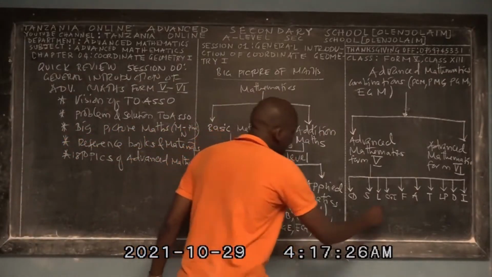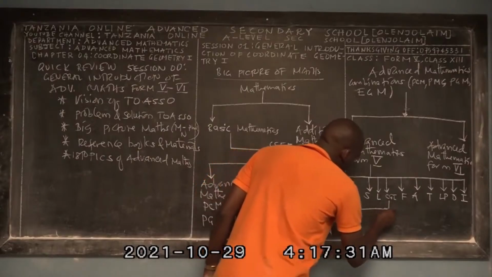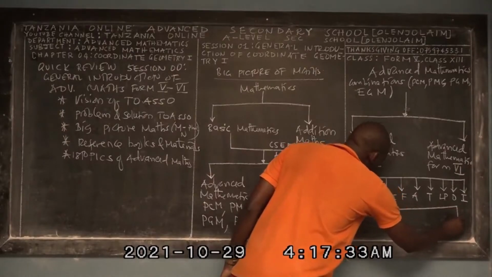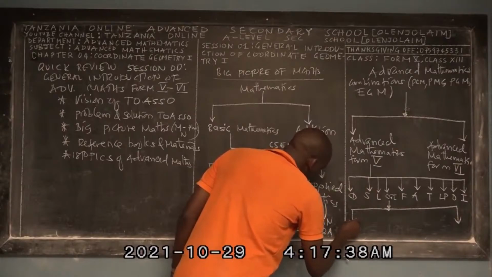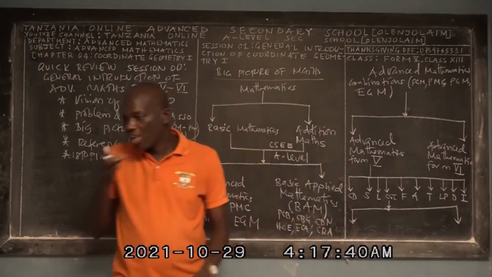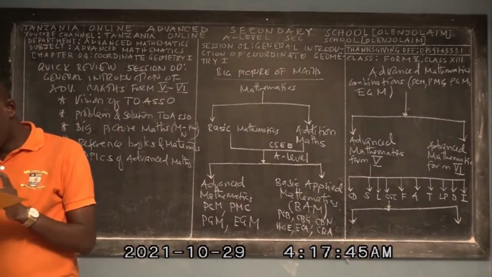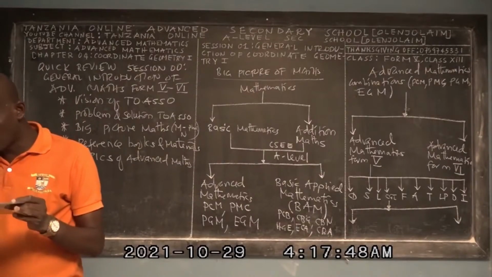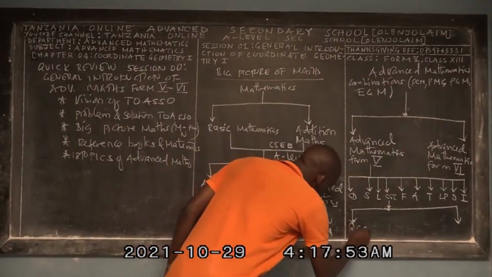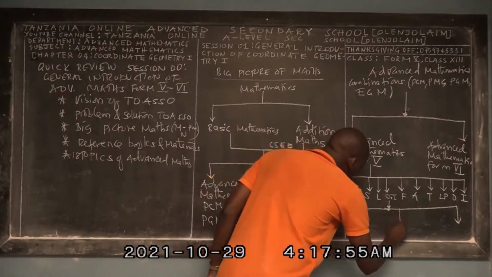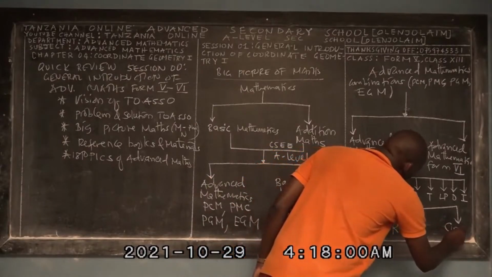Before I go and clarify coordinate geometry 1, I will give you the big picture. We have 3 subtopics in coordinate geometry 1. The first one we call the rectangular Cartesian coordinate. The second subtopic we call the ratio theorem. And the last one is called the circle.